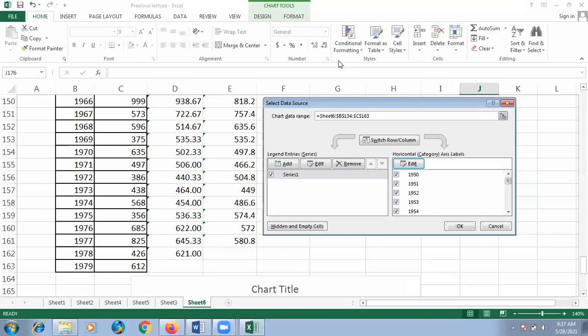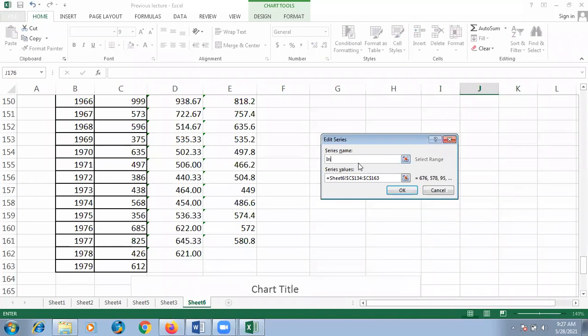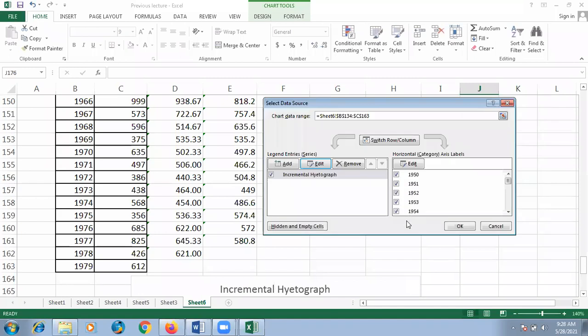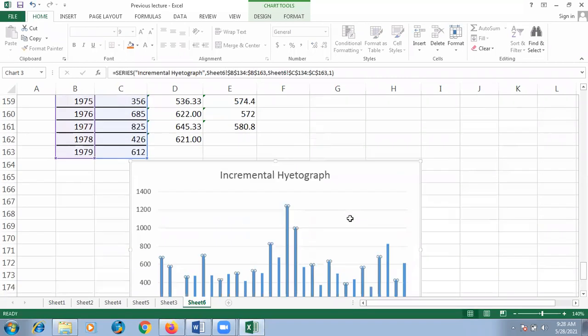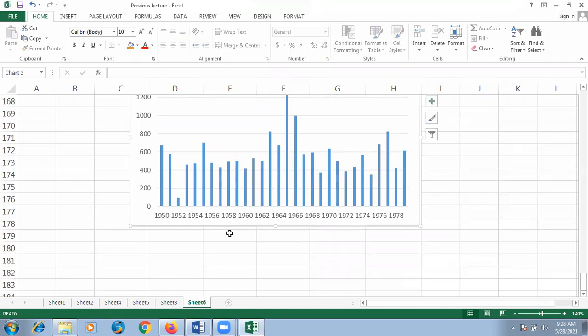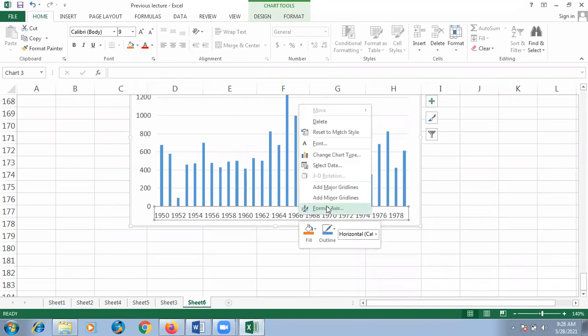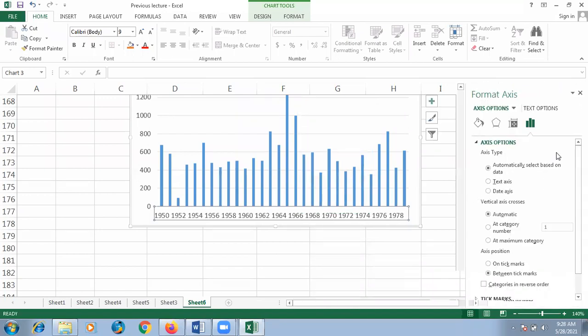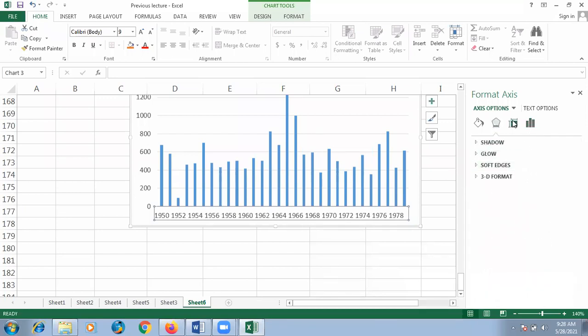And then the series name, we can take it as incremental hyetograph. Okay, if you look into this, the years have come here, but all years are not visible because of the space constraint. So what we will do is that we will format the axis also. In an examination graph sheet, you can easily do it, but here to show all options, I have to do all these things. So let me take that also.